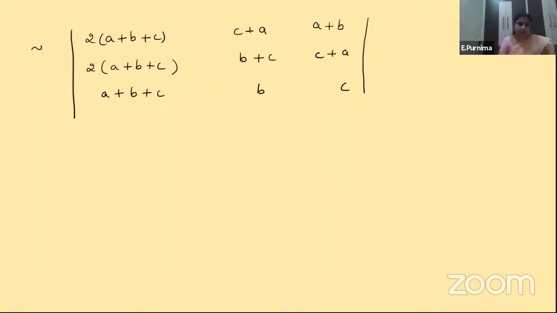Now what I am trying to do here is, in the first column, you can find A plus B plus C term as common. So let us take it outside. A plus B plus C is written outside. So we are left with 2, 2, 1. First column I have taken common, children. What are the other elements in second column? C plus A, B plus C, B. Third column, A plus B, C plus A, C. So these are the elements.